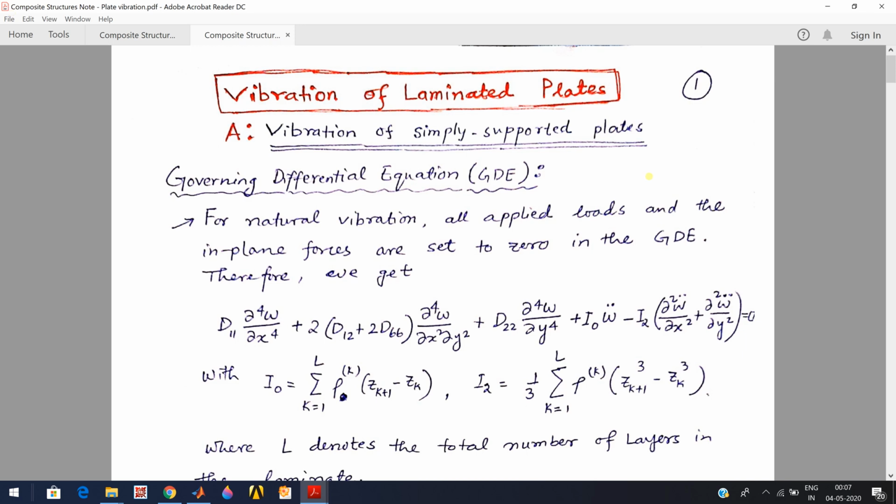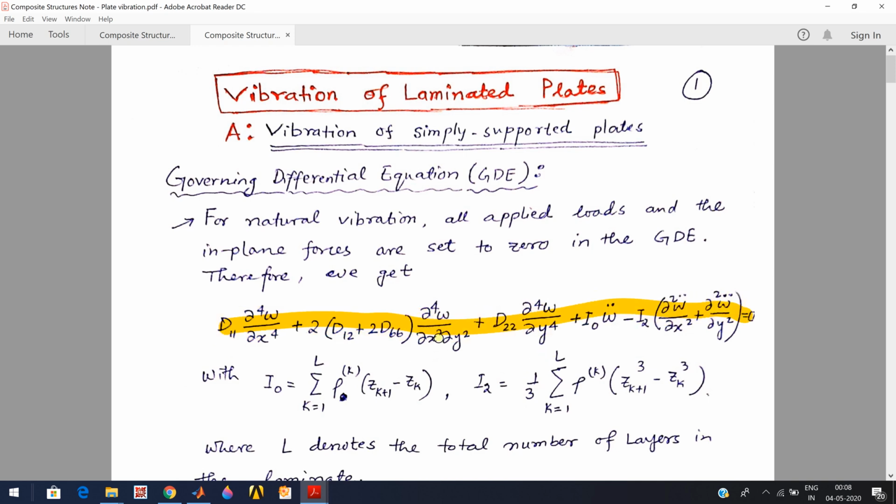In this lecture, I will discuss the transverse vibration of laminated plates. Specifically, I will be considering the spatially orthotropic laminates. And for those kinds of laminates, the transverse vibration of the plate is governed by this equation, which is highlighted here.